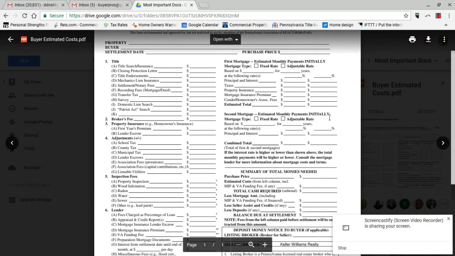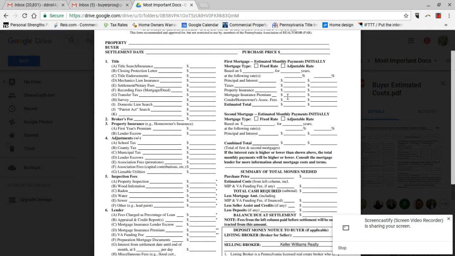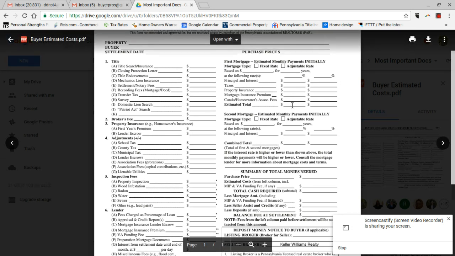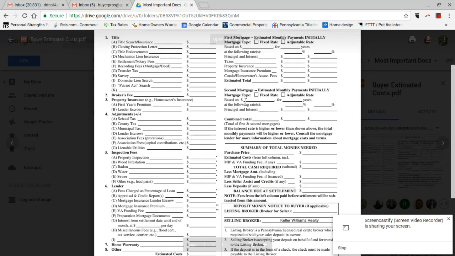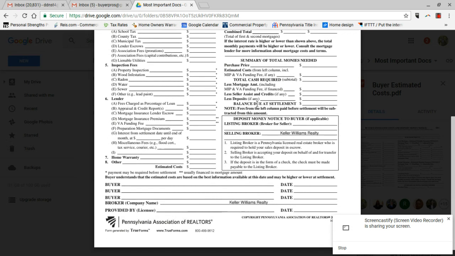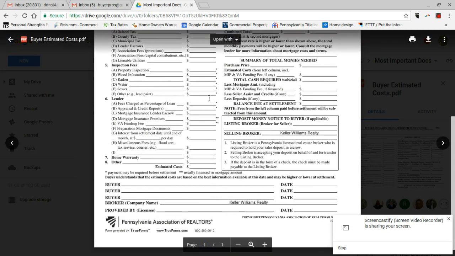Your mortgage rates go up here. If you go to mortgagecalculator.org, that's a really good place to calculate mortgage rates and even produce amortization tables and stuff. That's how I get my mortgage numbers for up here. Once you have the mortgage and the estimated cost filled out, you just fill this out, and it's going to show them the balance that they need to bring at the settlement.